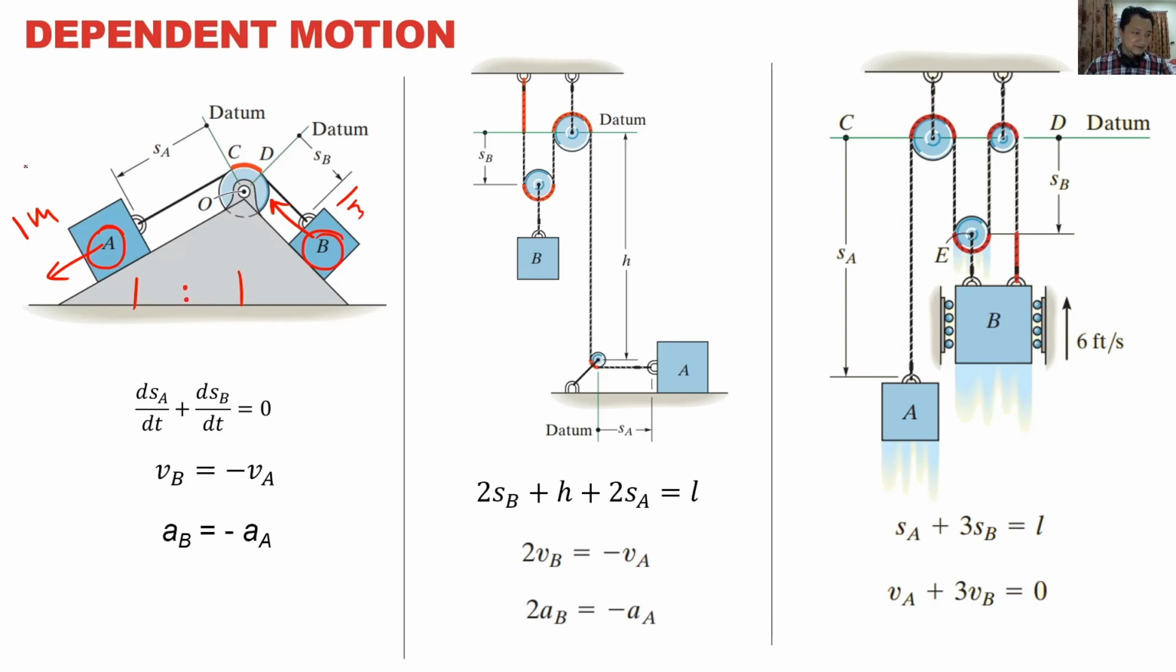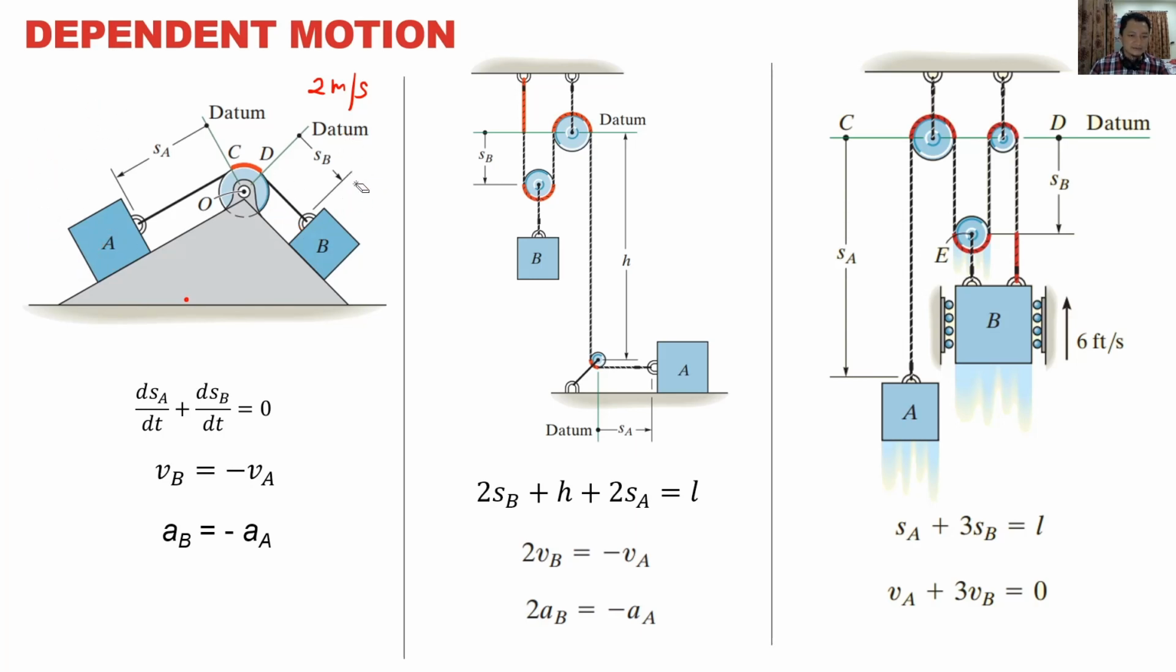If block A travels at a speed of VA, 2 meter per second, block B also goes up the same, 2 meter per second. So these are called dependent motion. This is the simplest form. If you derive it properly, you're going to see something like this. This is done by looking at datums. So let's try to understand this.